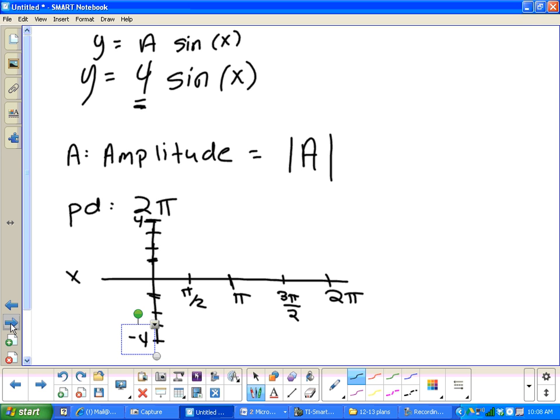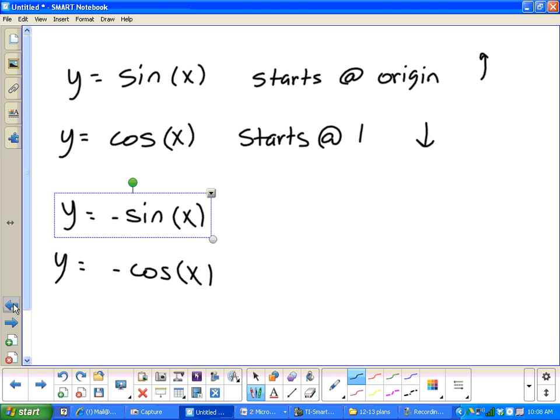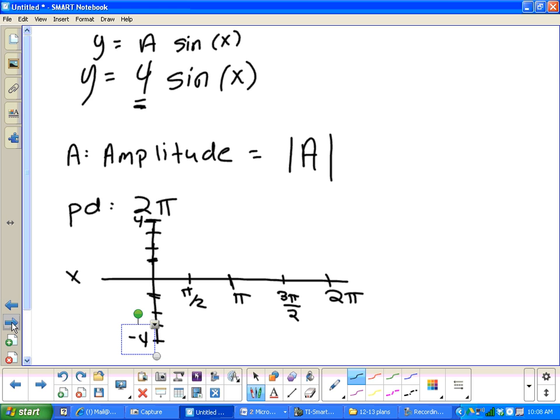Now, let's graph it. So what about sine x? Where did it start? It starts at the origin and then it goes up. We used to say it would go up to 1. At pi over 2, it's not going to go to 1. It's going to go up to 4 because we've changed the amplitude. So the curves are going to be taller, like me. At pi, it's 0. And then at 3 pi over 2, it's going to go down to -4.